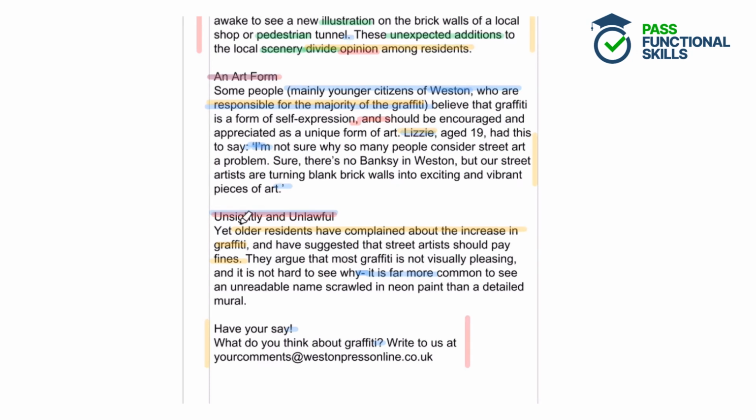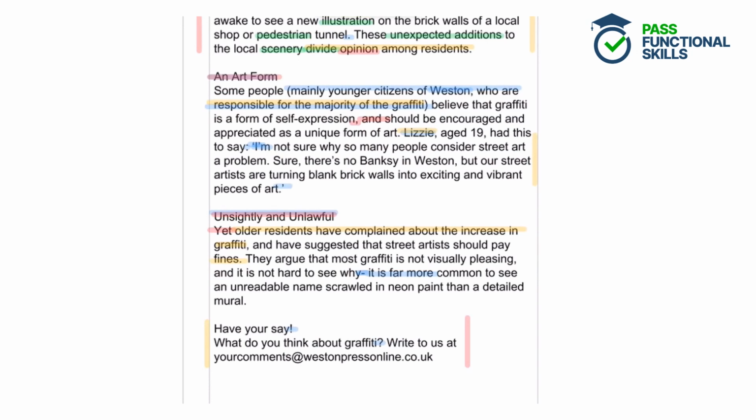So for example, we have "yet" at the start of this paragraph here, and that shows that this paragraph is going to contrast with what we've just said. So older residents aren't going to agree with this perspective that we've just talked about in the previous paragraph. So try your best to use connective words and commas to link ideas together within your sentences and also between different sentences and paragraphs.